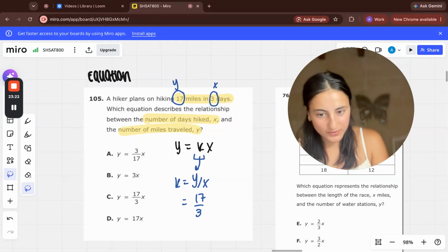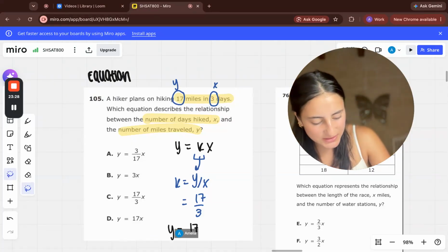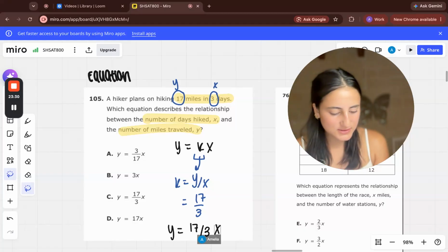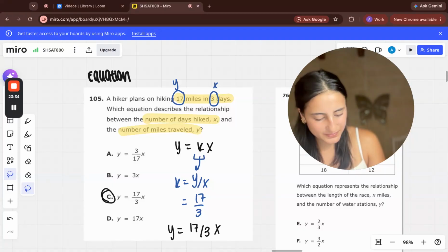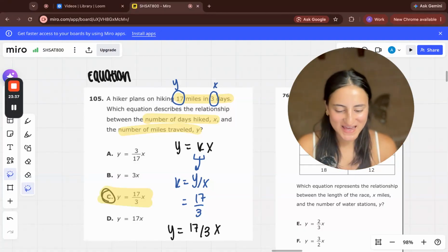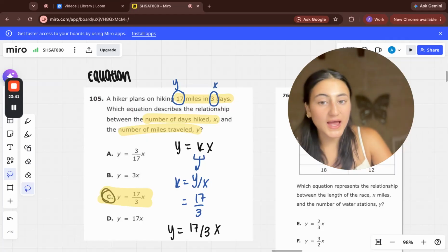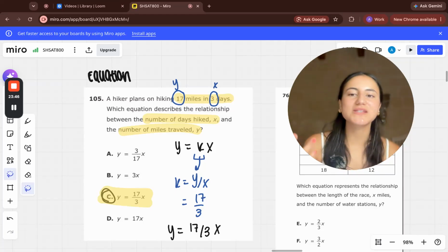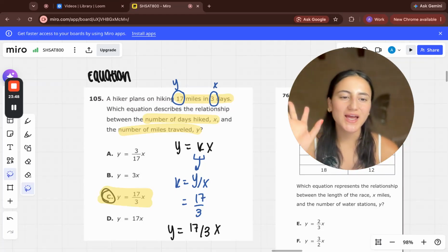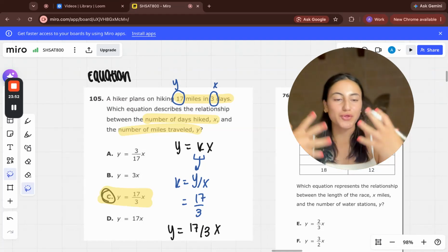And then if we were to plug this back in, it would be y is equal to 17 over 3x, which gets us answer choice C. Perfect. And that looks correct because if we plugged 3 into x, you would get 17 as the answer. But usually you don't have enough time in the SHSAT to go back and check. But that is one way to test it, is just plugging in the original values and making sure that the equation is true.